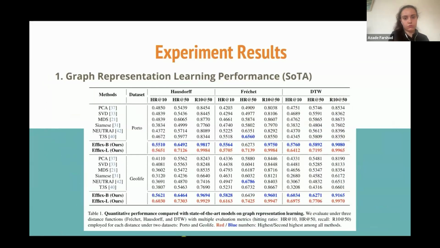Under the Hausdorff distance metric, eFlex B achieves a hitting ratio and recall of 55.10%, 64.92%, and 98.17%. eFlex L performs even better, with 56.51%, 71.26%, and 99.84%. eFlex B and eFlex L both show significant improvement over non-learning and learning-based methods, leading in hitting ratio and recall. Similar results are observed in the GeoLife dataset.